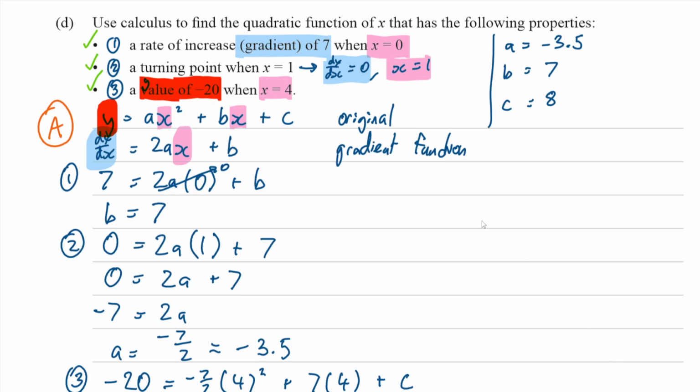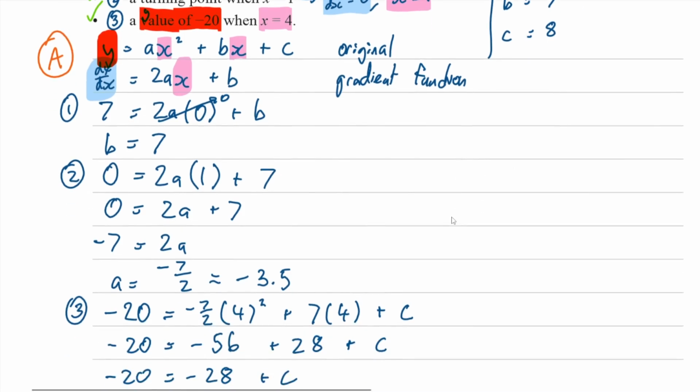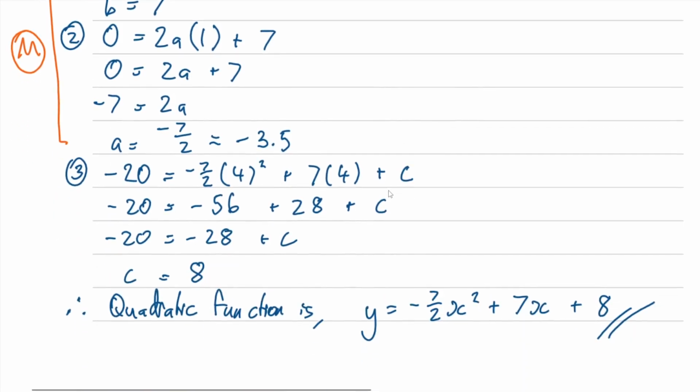Now, for merit, you had to then equate it to 7 and 1. So that's these 2 points here. Right, you had to use the first 2 bullet points. You didn't need to necessarily find a and b, but you had to show that you knew how to substitute it into your gradient function. And then finally, for excellence, you had to then, of course, find a, b, and c, and find the correct quadratic function.